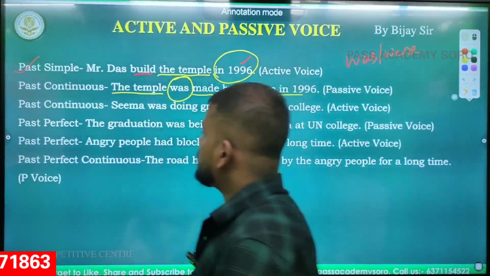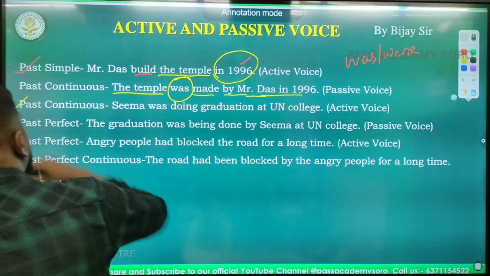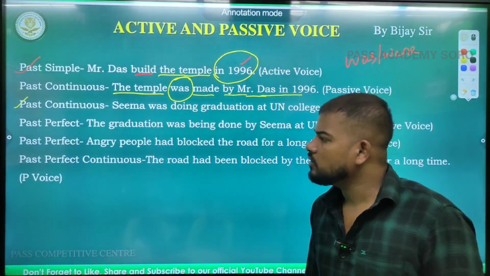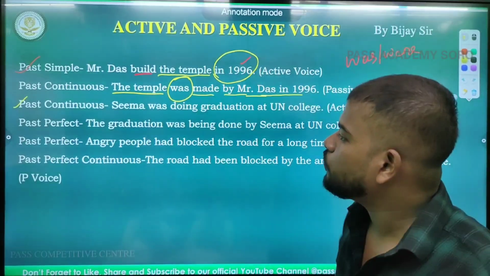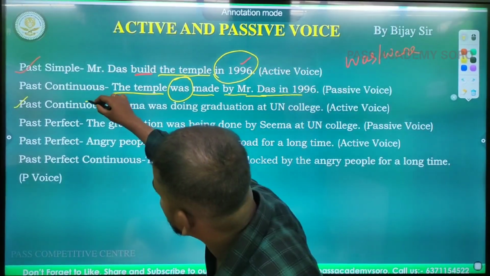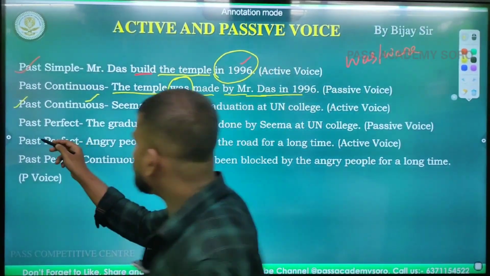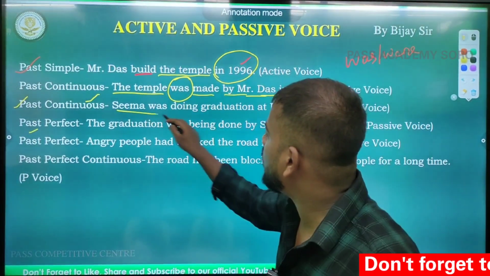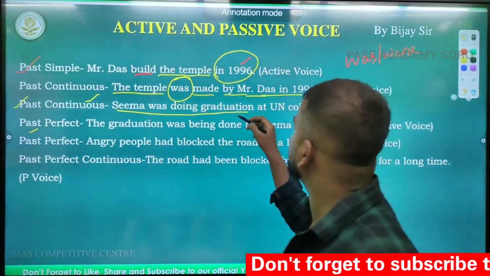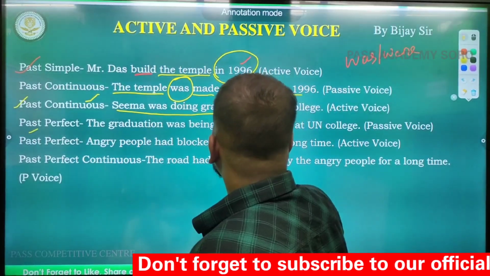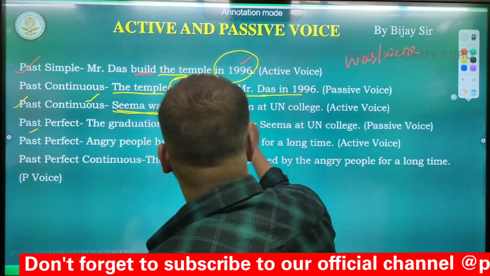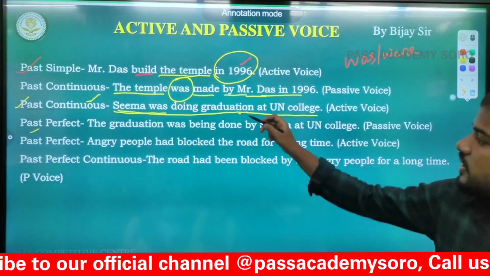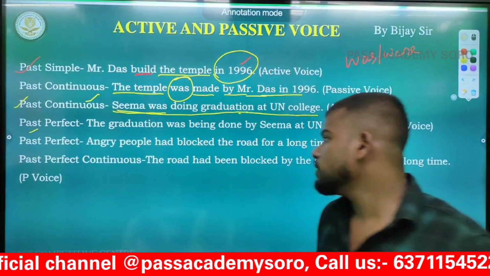Next, our sentence is in past continuous. If our sentence is in past continuous, how to change it into passive voice? We have to change it into past perfect. So our sentence is Seema was doing graduation at UN college.